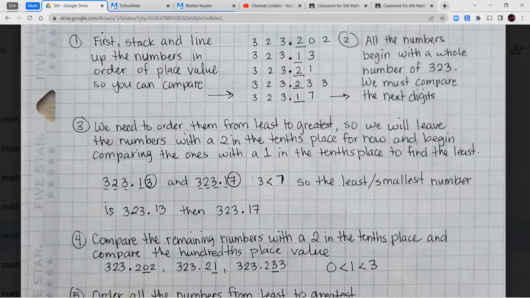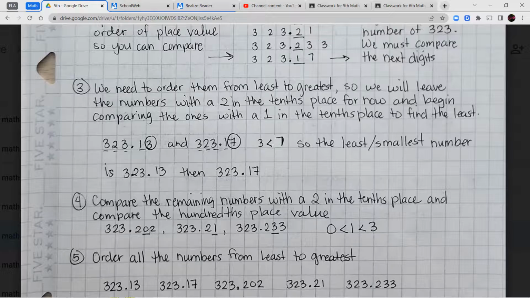So I know that my smallest number and my second smallest number are already figured out. 323 and 13 hundredths is the smallest. After that is going to be 323 and 17 hundredths. So now I'm going to focus on comparing my bigger numbers. Those are the ones that had the 2 in the tenths place.